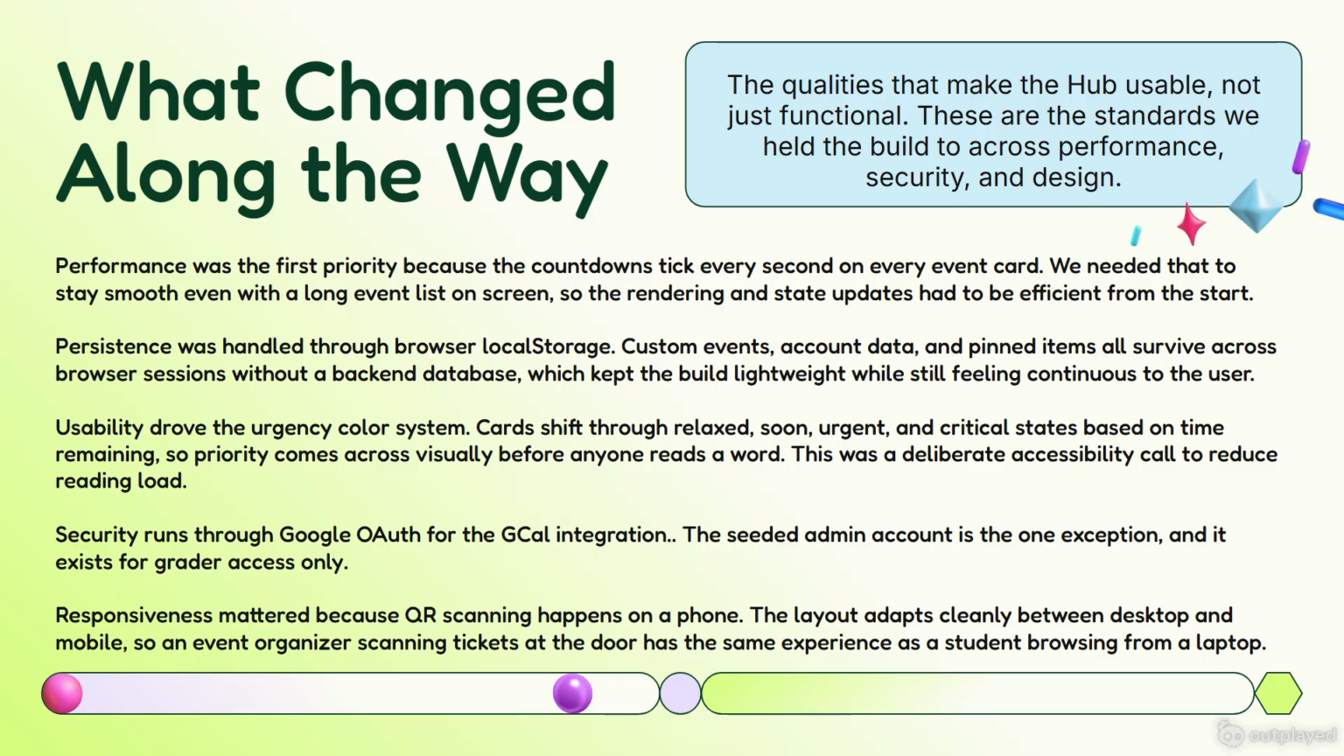Usability drove the urgency color system. Cards shift through relaxed, soon, urgent, and critical states based on time remaining, so priority comes across visually before anyone reads a word. This was a deliberate accessibility call to reduce reading load.